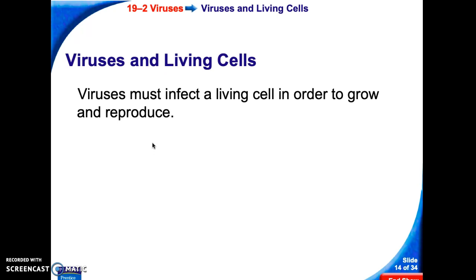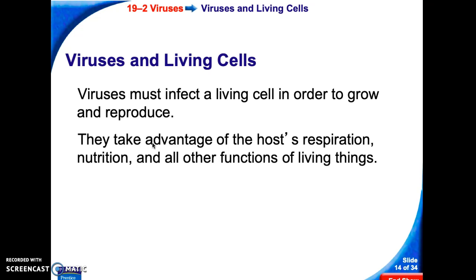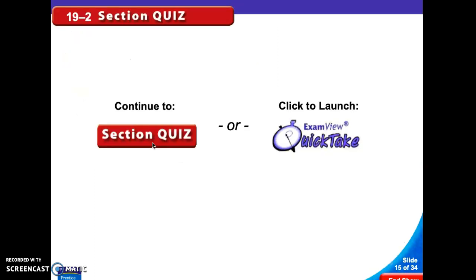So viruses, they have to infect a living cell in order to grow and reproduce because they can't survive on their own. So they take advantage of our host cell's respiration, basically our host cell's ability to make energy and anything like that. That's how they do that, and they use the host cell, so they're kind of like a parasite.